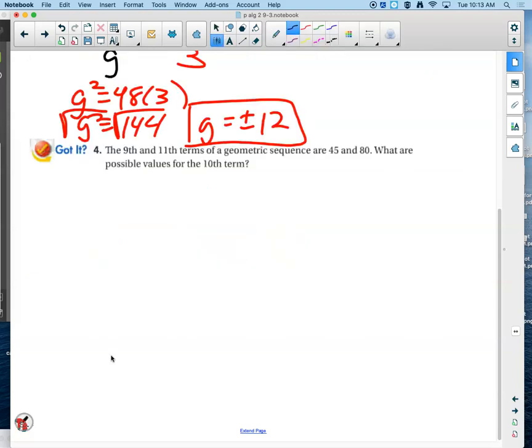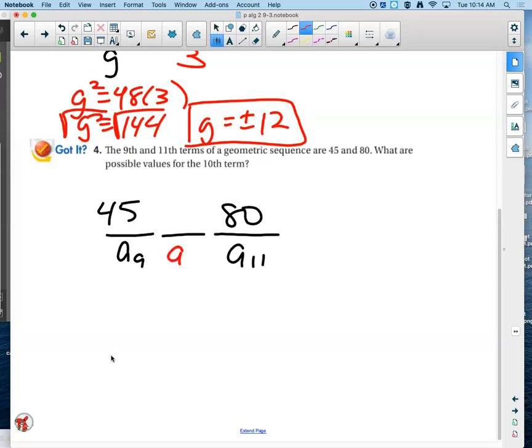Number 4 says, now let's make you think outside the box a little bit. We're going to give you the 9th term and the 11th term of a geometric sequence. This one is a 45, and this one is an 80. And we're going to ask you, what are the possible values for the 10th? Well, hopefully you realize they could have just asked me for the geometric mean, because they gave me 2 terms with just 1 missing in between, and that's what geometric mean does.